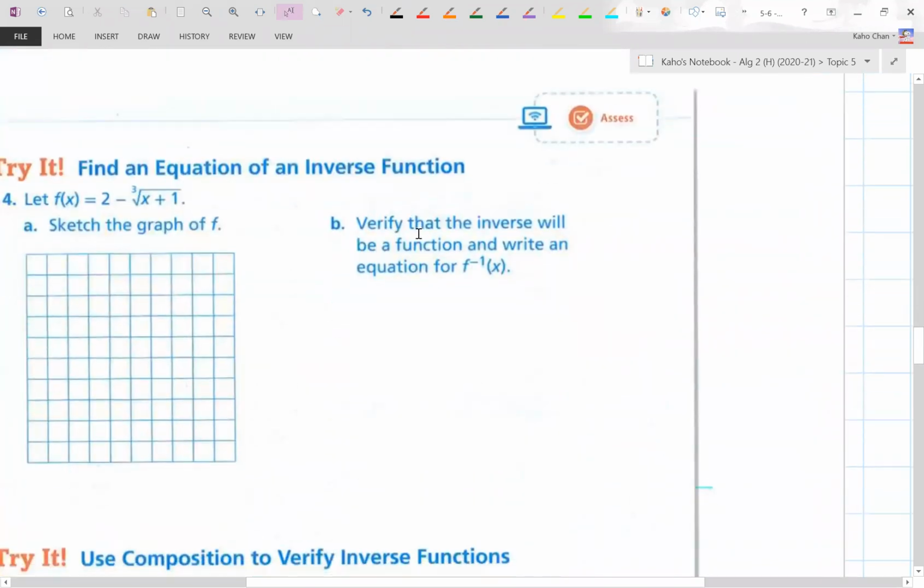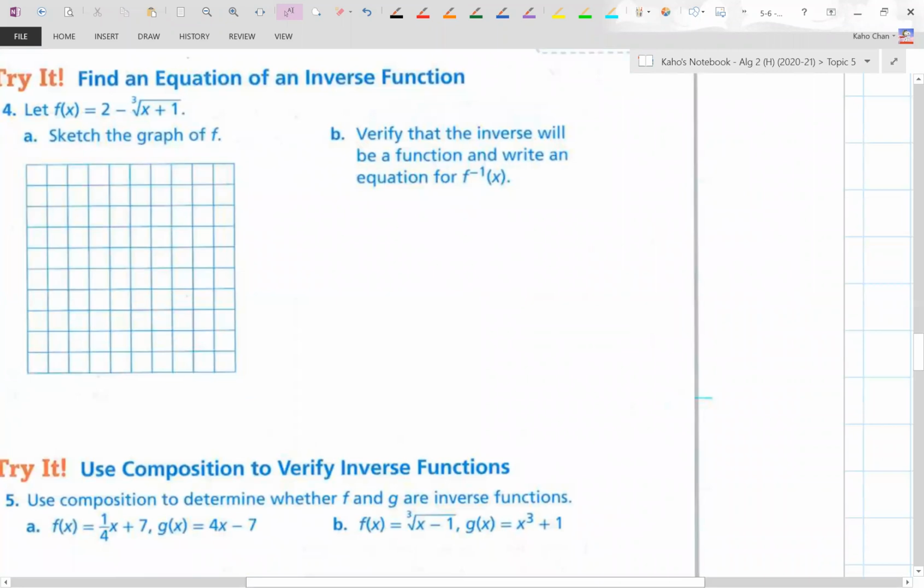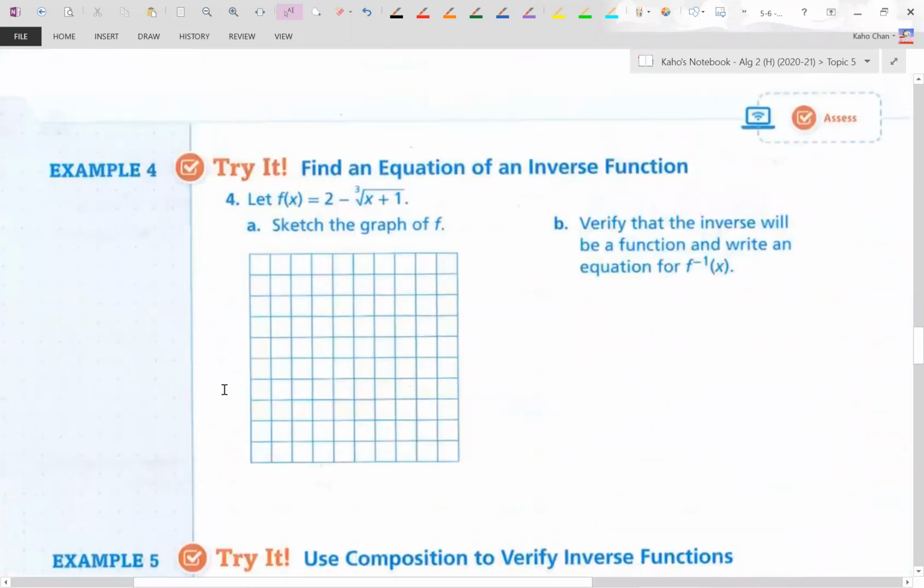Next page. We're getting to some interesting looking functions here. That's a pretty wacky one. Number 4, let f of x equal 2 minus the cube root of x plus 1 underneath the radical. This is just a cube root function. In fact, they've written it kind of weird.